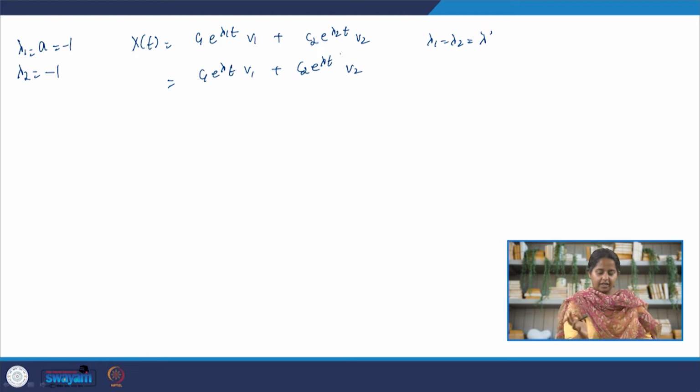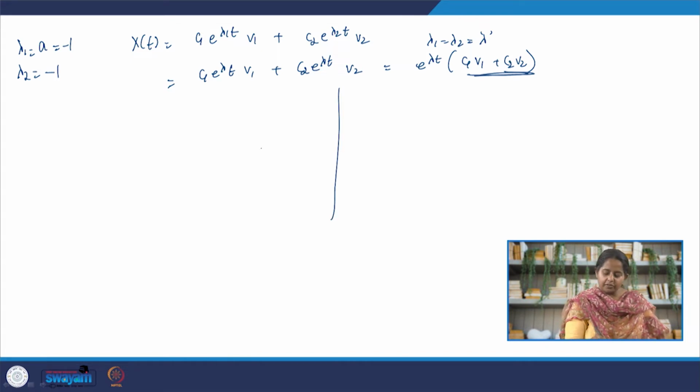We can take e^(lambda t) common. So now we have C1 V1 plus C2 V2. Any linear combination of our eigenvectors is also going to give us a solution. So in this case, we don't have a single eigenvector, we have multiple eigenvectors.